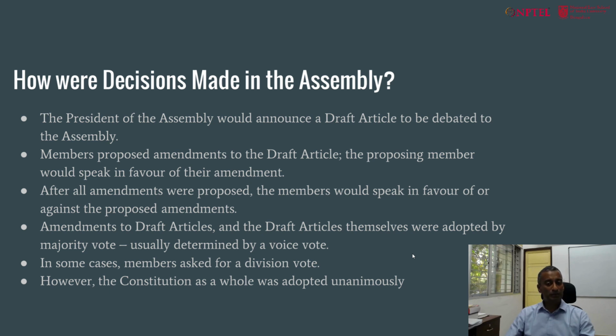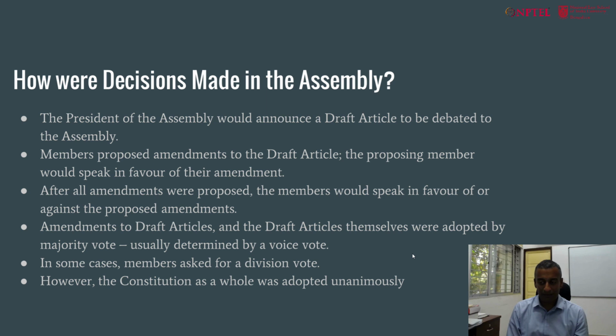After all amendments were proposed, members would speak either in favor of or against the proposed amendments. This would go beyond those who had formally tabled amendments. Members were allowed to express views either in support of the draft article or in support of some particular amendment. Amendments were made to draft articles, and the article to be adopted was finally put to a majority vote through a voice vote in the event that a unanimous view could not be developed.